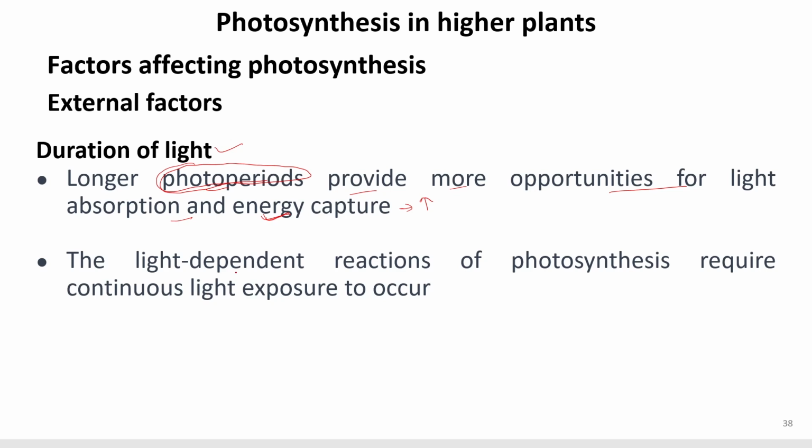And we know that photosynthesis takes place in two phases. First is light dependent, another is dark phase. Most of the reactions in the light dependent phase of photosynthesis require continuous exposure to light.